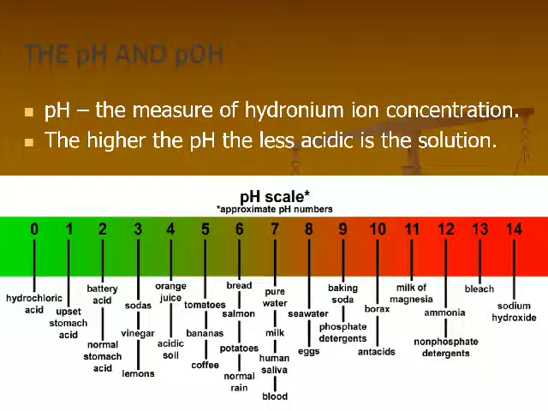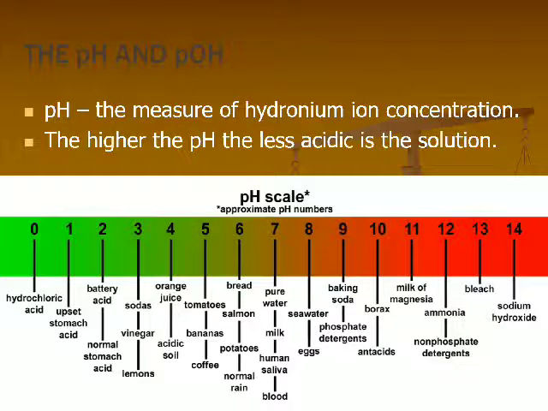8 is the seawater, the eggs. 9 is the baking soda, phosphate, detergents. 10 is the borax and antacids. 11 is the milk of magnesia. 12 is ammonia and non-phosphate detergents. 13 is bleach. And lastly, 14, the sodium hydroxide.